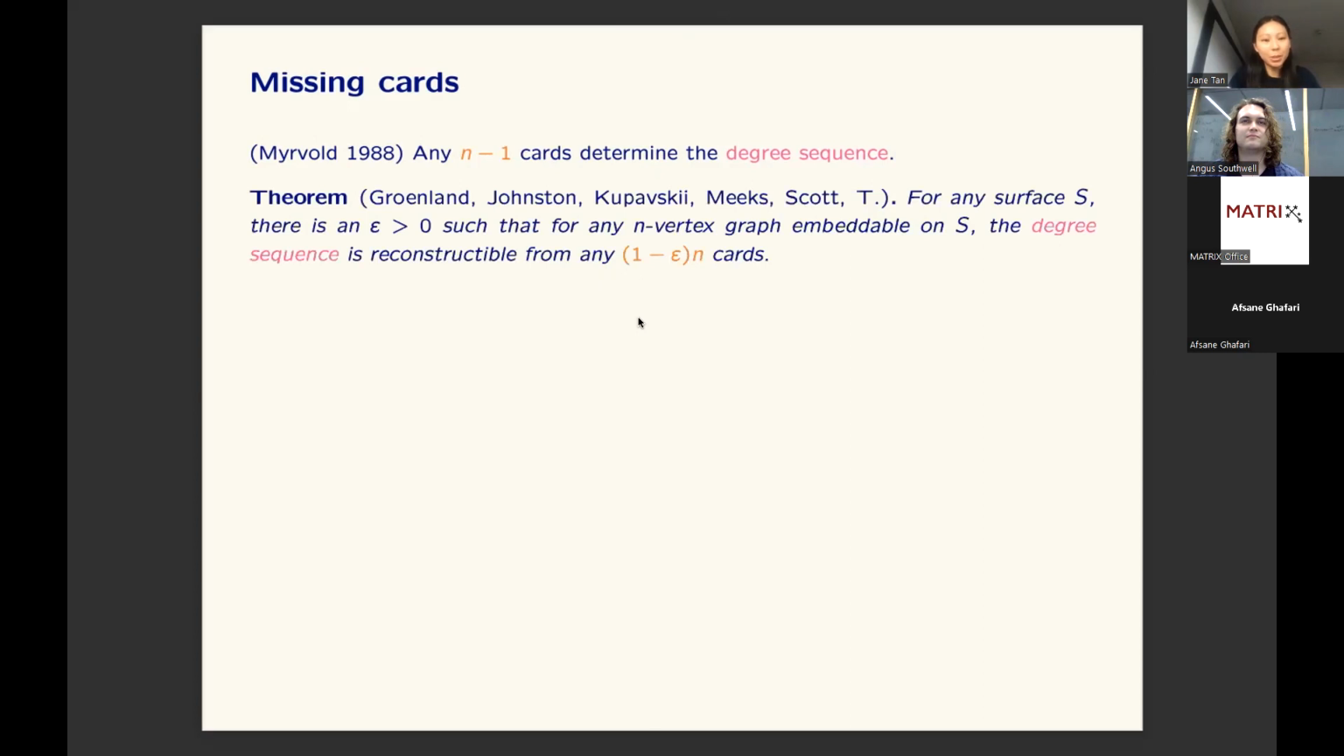What we're able to show though, with the same group of co-authors, is that again, under this assumption of bounded average degree, although I've written it here as embeddability on a surface, it's just a nicer statement. Again, we can reconstruct the degree sequence from any deck where we're missing a linear number of cards, even. So again, just a little sketch of this result.